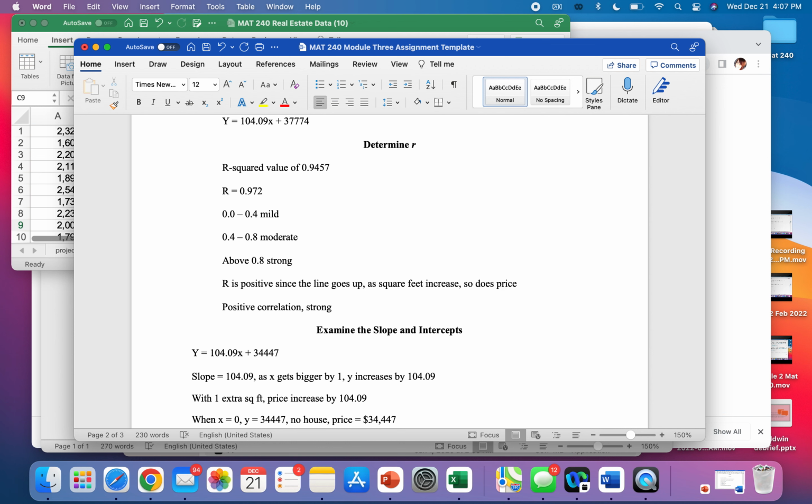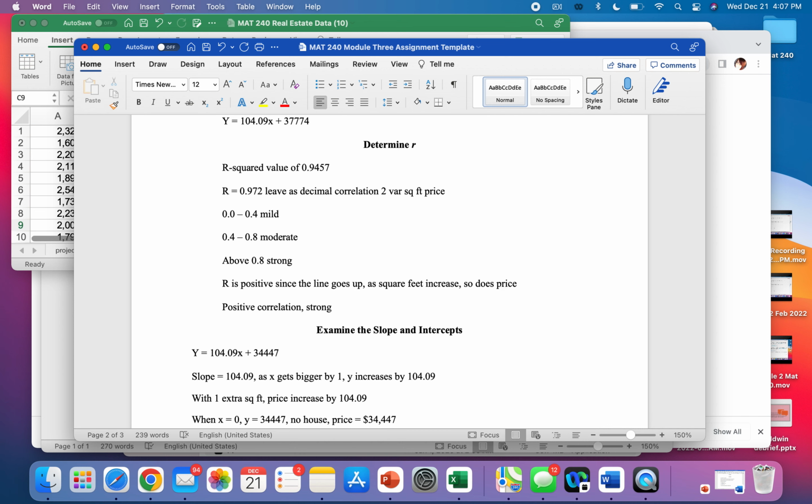Now let me go back to a couple things that I've seen some students do. When you find R, it stays as a decimal. How we find R and what we talk about with R squared are two different things. R is the correlation between those two things, between our two variables, which are square feet and price.